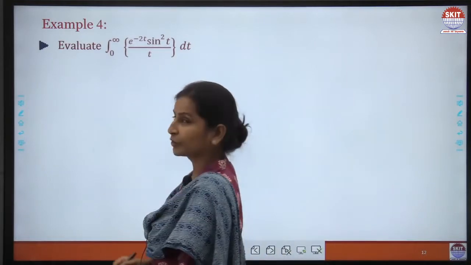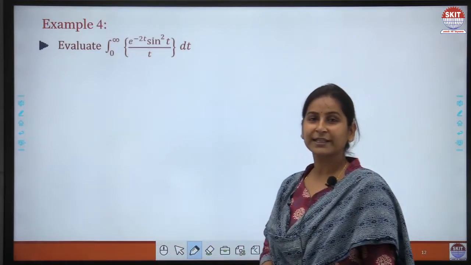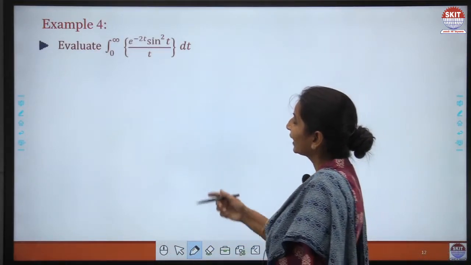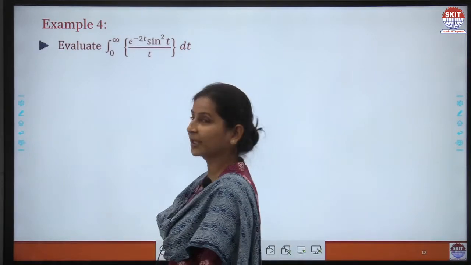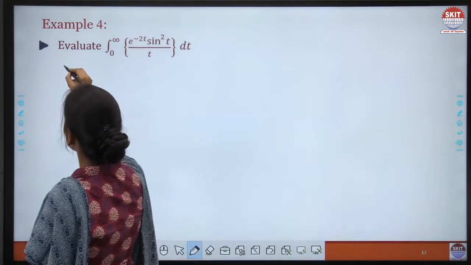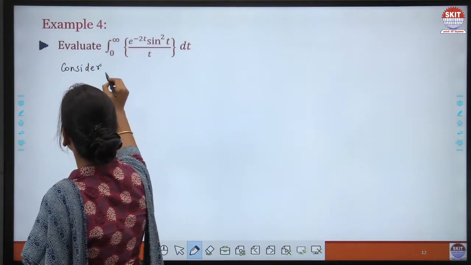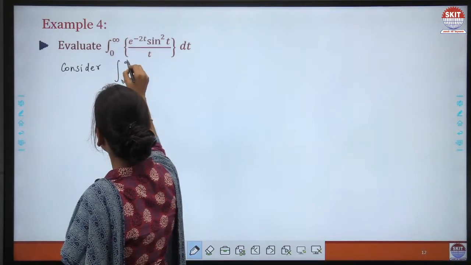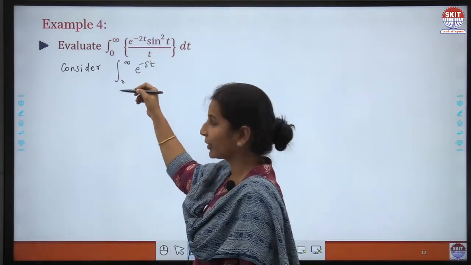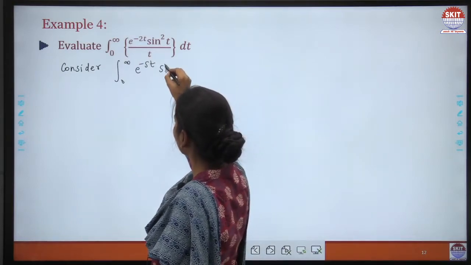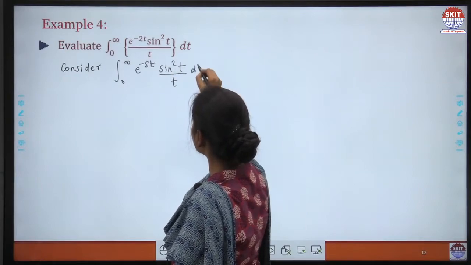Now again I have to evaluate this integral. The limits are 0 to infinity, that was our necessary condition. After that I have e to the power minus 2t in the kernel. So again it can be solved by Laplace. So now we consider integral 0 to infinity e to the power minus st. Since I have exponential, I need not introduce a new one, sine square t by t and dt.